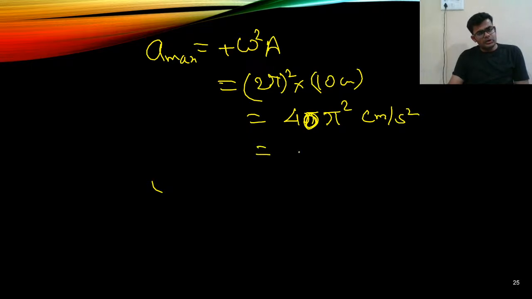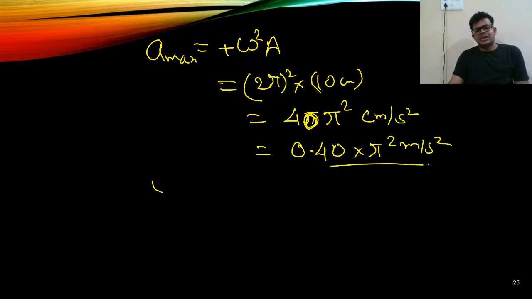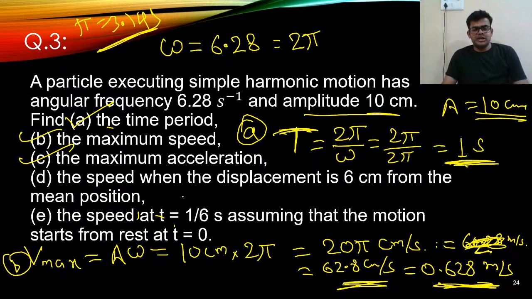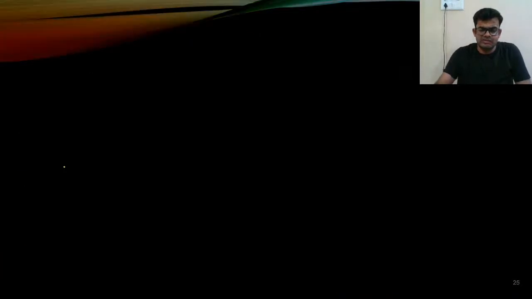Or you can write 0.40 pi square meter per second square. I did nothing, I just converted into meter per second square. Okay, that's all. So B we have solved, C we have solved. Number D, the speed when the particle is at 6 centimeter from the mean position. So displacement is 6, it is given.